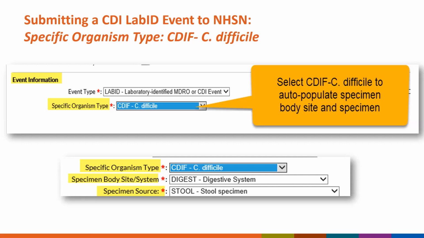After selecting C. diff, the next two boxes will pre-populate with the specimen body site, system. And there are no other specimen source options when reporting C. difficile events into NHSN. So as you will see, the specific organism type is C. diff, the specimen body site is digest, and the specimen source we selected was stool.